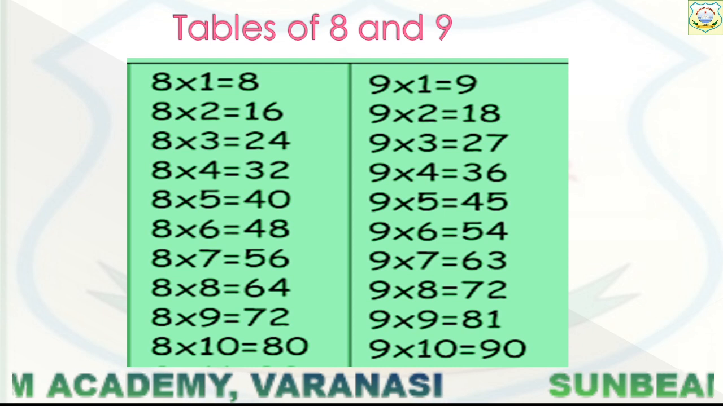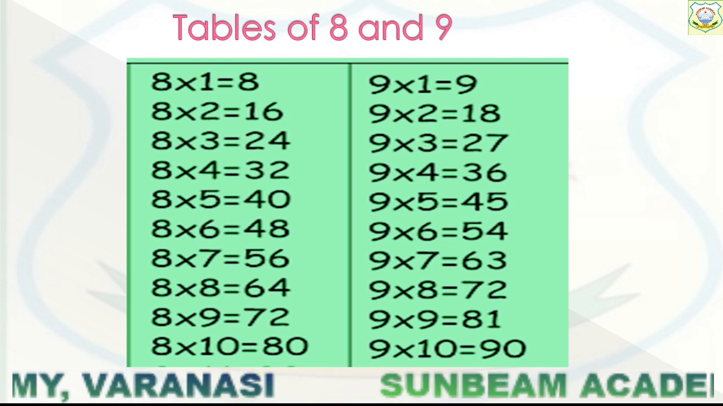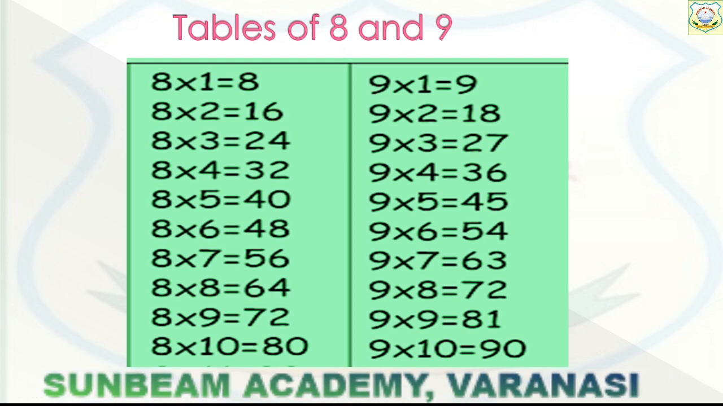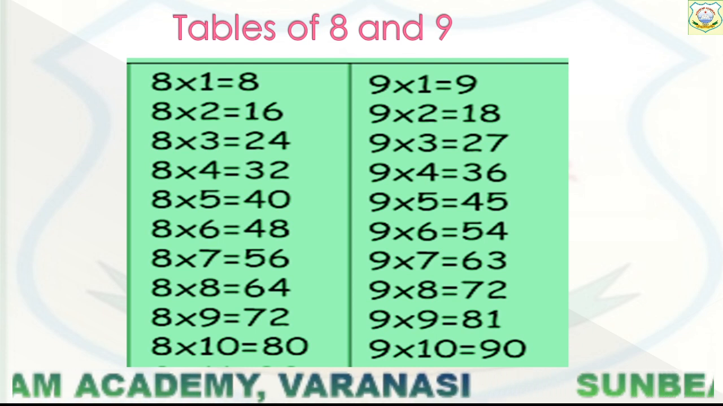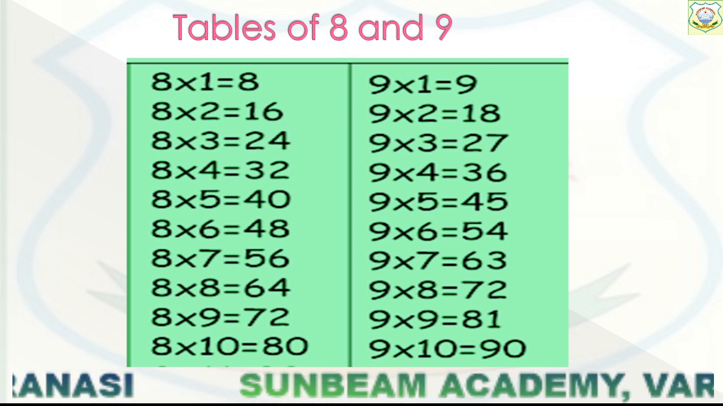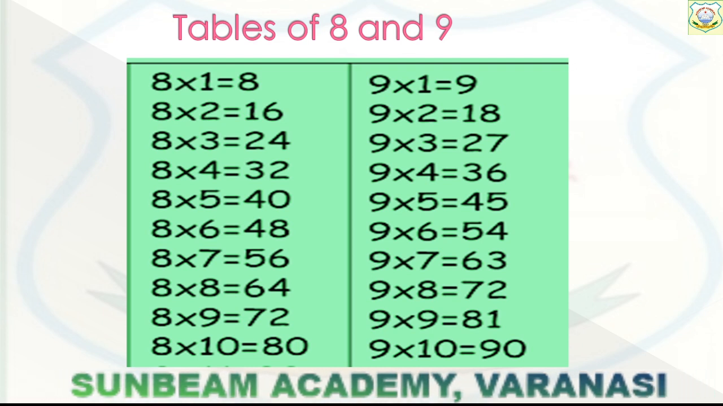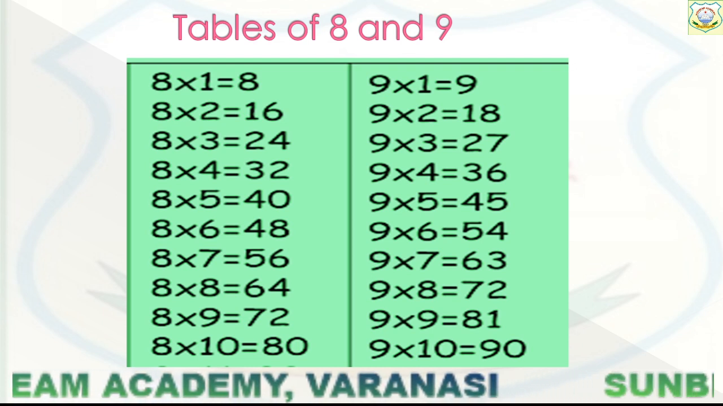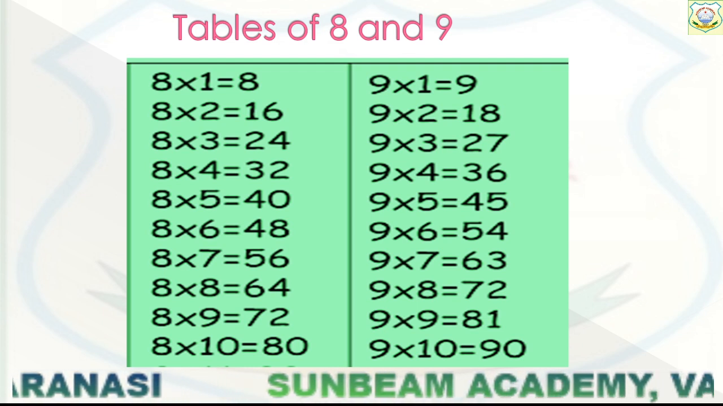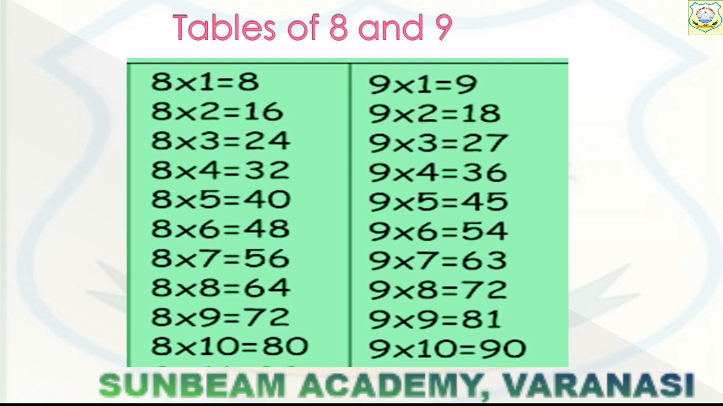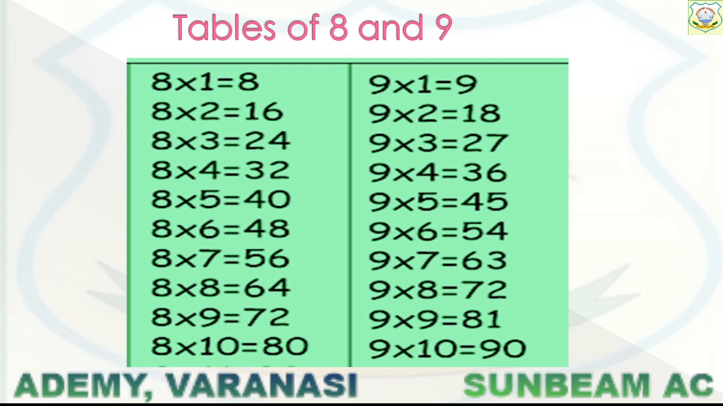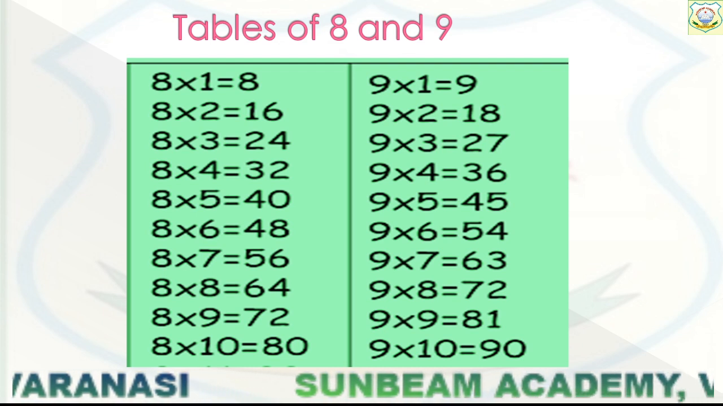Now the table of 9. Nine ones is 9. 9 twos are 18. 9 threes are 27. 9 fours are 36. 9 fives are 45. 9 sixes are 54. 9 sevens are 63. 9 eights are 72. 9 nines are 81. 9 tens are 90.